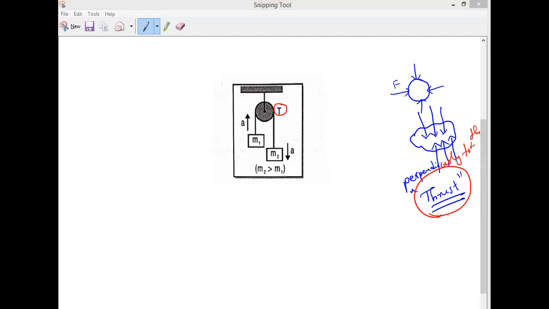Tension. What is that? Tension. Understanding tension, or we can say it is a thrust only, because it is the force acting perpendicularly to the surface. Now, observe everyone, draw this diagram carefully.